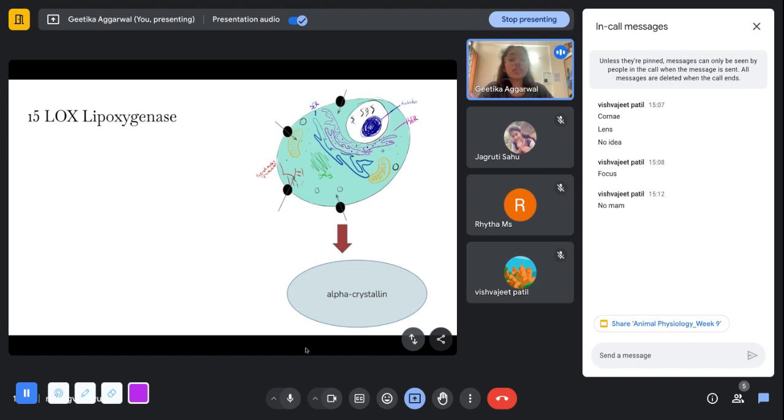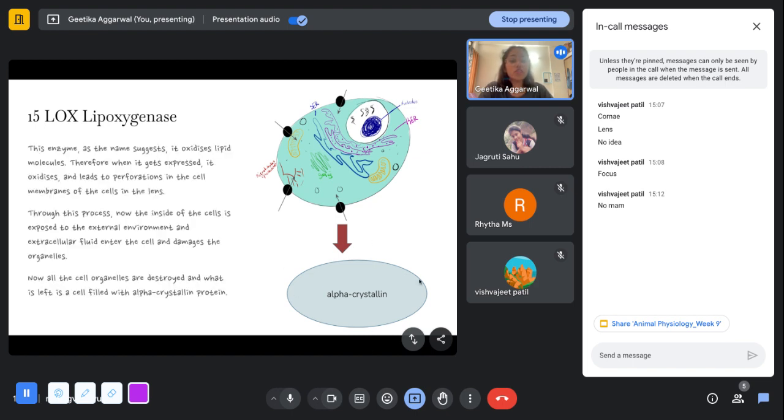So what happens is all the cells get filled up with this protein, alpha crystallin, and it's a transparent protein. So all of the cells in the lens are then filled up with alpha crystallin, and they're just bound by a cell membrane. So this is what makes the lens transparent. Is this clear to everybody, or is there any doubt in any of these steps? Then I can repeat it for you guys.